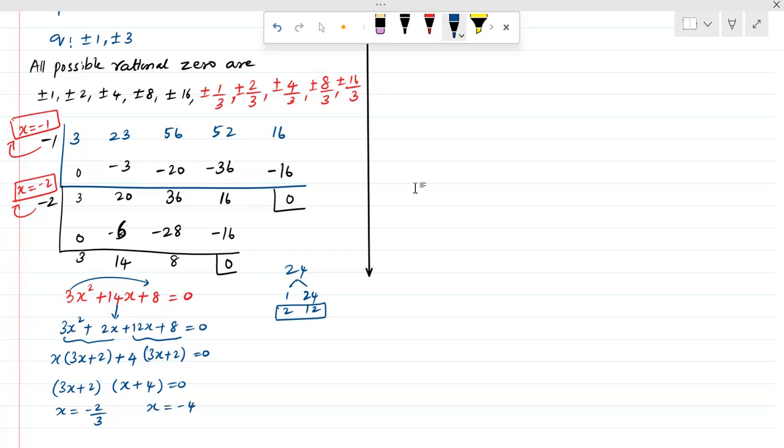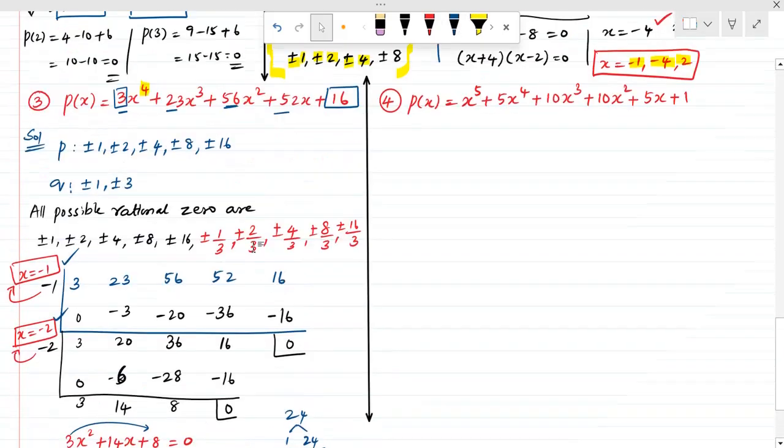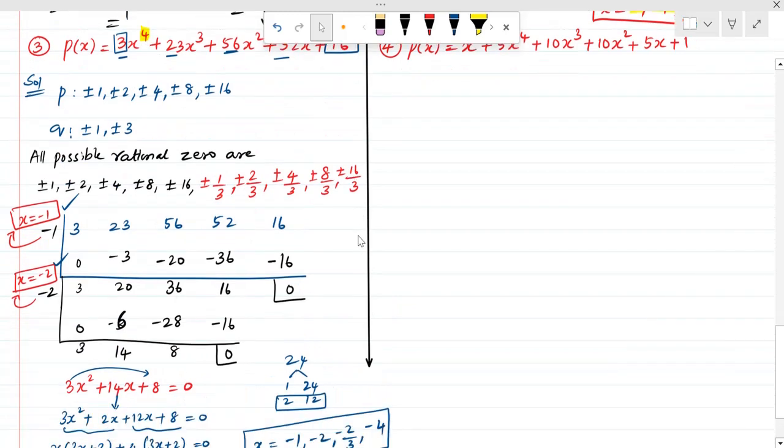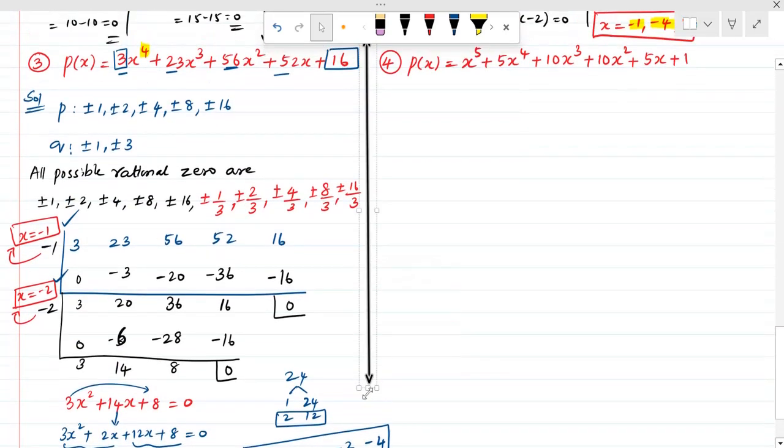Now what are the roots here? You will find x is equal minus 1. This is one of the roots. Then minus 2, this is another one. Then minus 3 over 2. Then you will have minus 4. So therefore you will get the 4 zeros. Why? Because it is x to the power 4. You will have the 4 zeros of the polynomial.